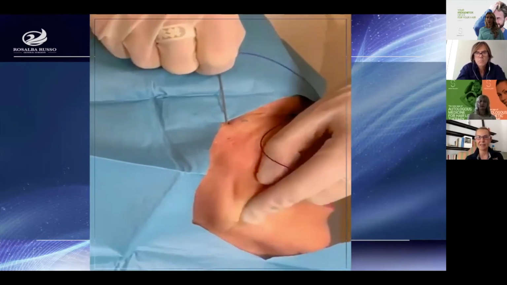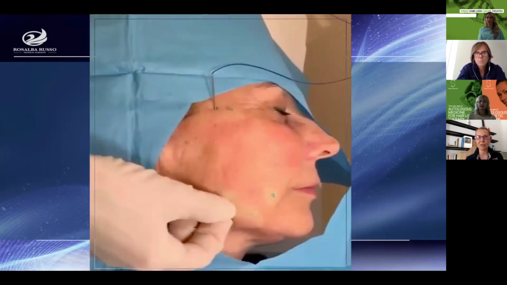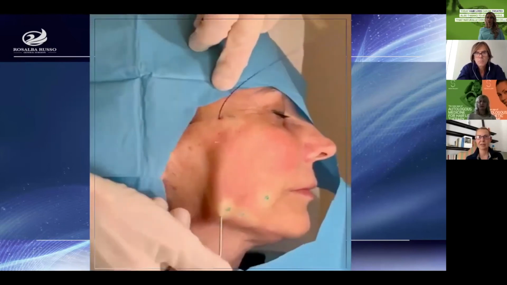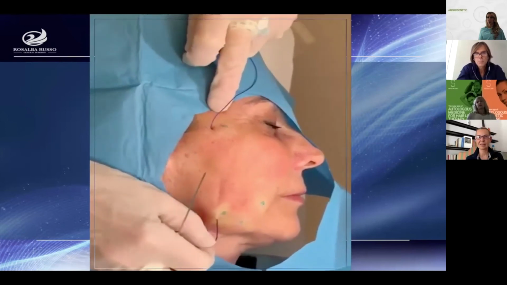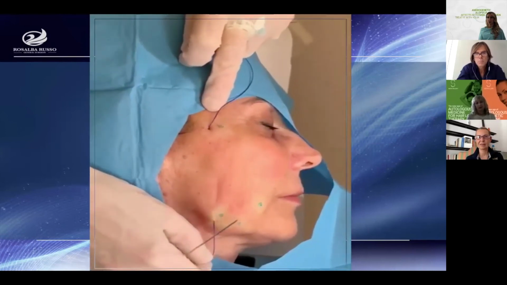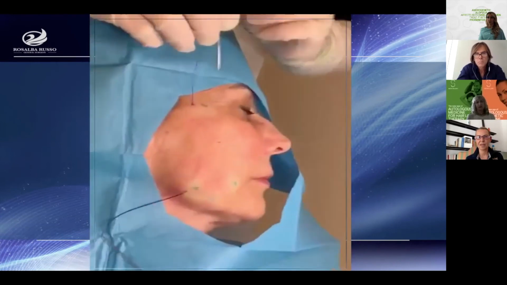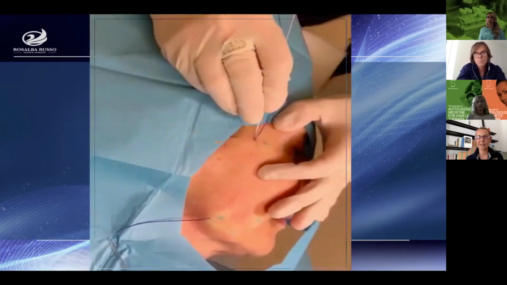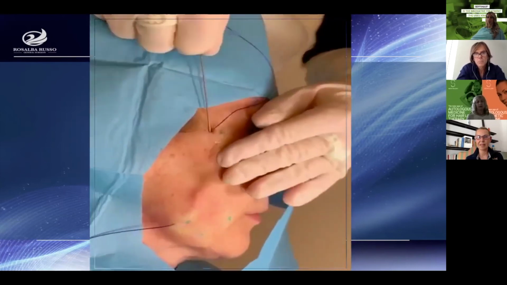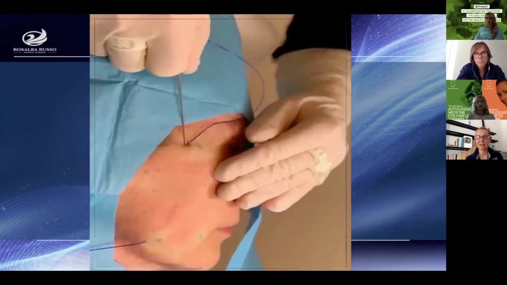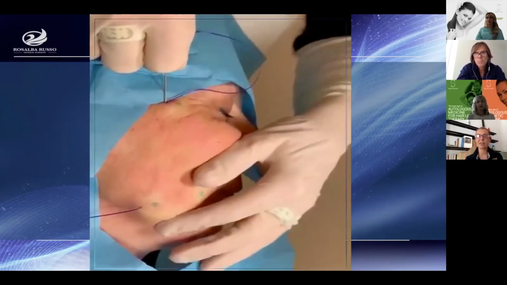Then after 50 days, you insert the sutures, enter, and exit at the first exit point. This is a PDO thread. Enter again at the same entry point in a fan technique, and exit. In this case, we are going to improve the jowl.